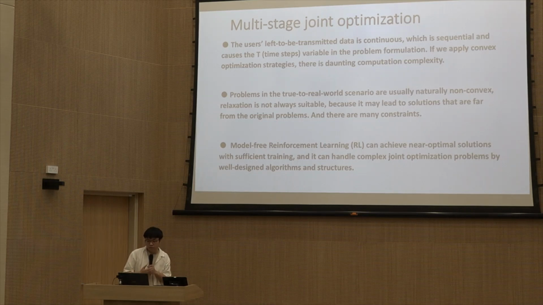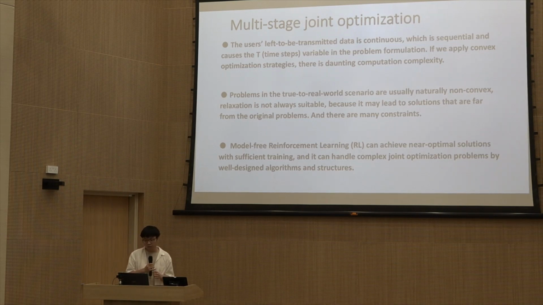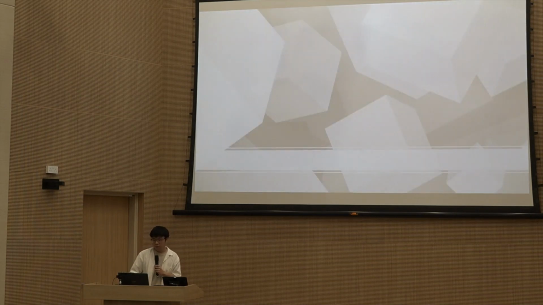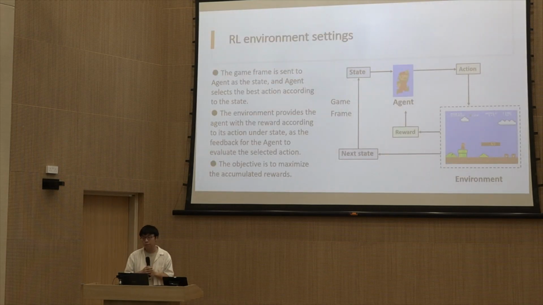So model-free reinforcement learning can achieve near-optimal solutions if we feed it sufficient training, and it can handle very complex joint optimization problems through well-designed algorithms, structures, and reinforcement environment. Before talking about the reinforcement learning, please let me first thoroughly introduce its background, because I think maybe some of our audience are not very familiar with this.